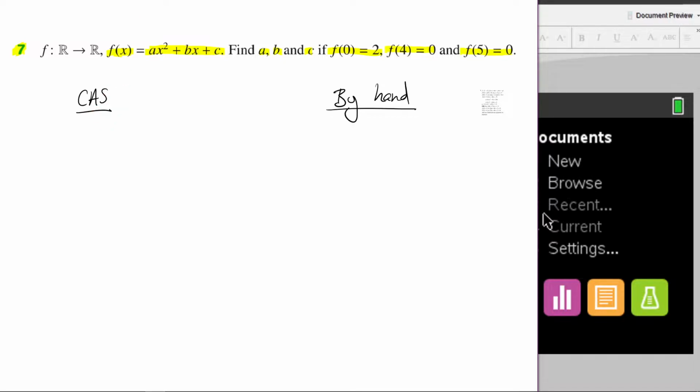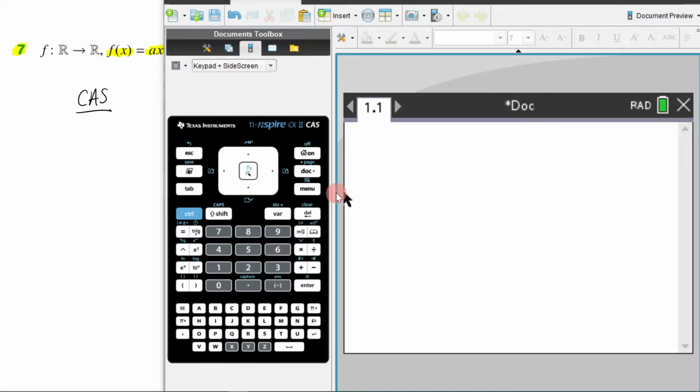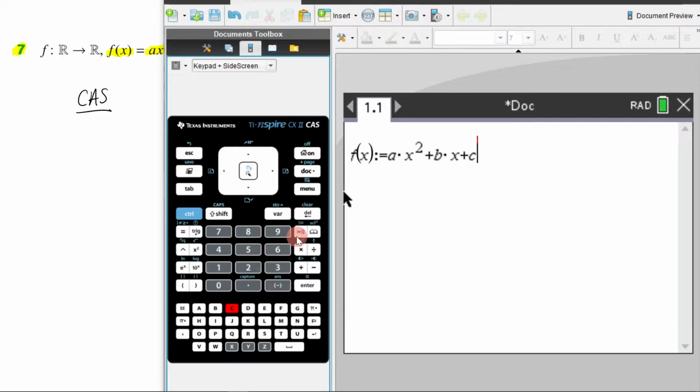And what you really just have to know if you're doing it with the CAS calculator is the following. I need to find 3 unknowns, a, b, and c. And I have 3 facts, 1, 2, 3. So I can find 3 unknowns if I have 3 facts. So I can just come over to my CAS and I'm going to begin by just defining what f of x is. So we've been told that f of x is simply a times x squared plus b times x plus c.